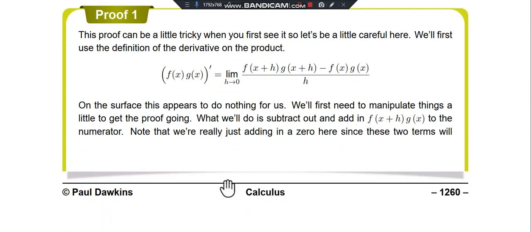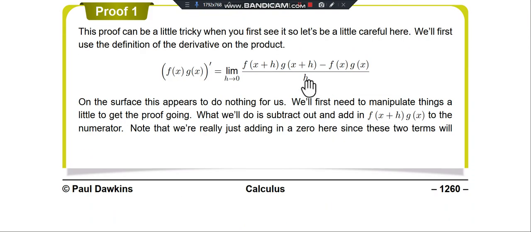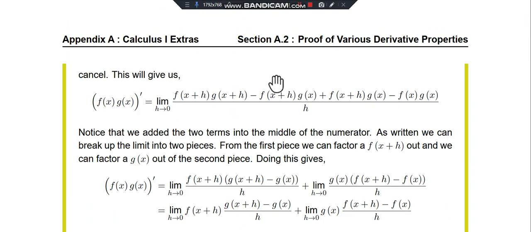apply the definition again. Here we have this difference quotient. Now add 0 in a special form, as usual. So this quantity cancels, so you are adding 0 in a special form, just for our purpose.